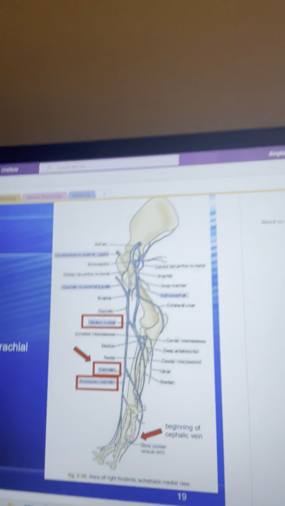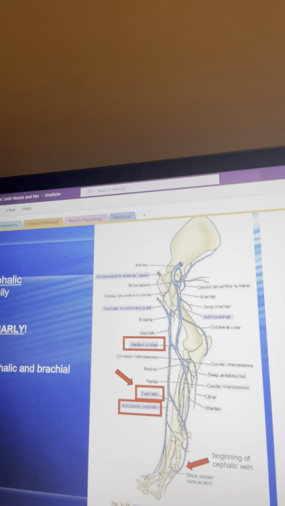The major superficial veins of the thoracic limb run on their own, not with similarly named arteries. So like our cephalic vein, there's not a cephalic artery, if that makes sense. We have to know where the accessory cephalic is, so that begins dorsally. We have to know where the cephalic begins, and that's palmarly. And then we have our median cubital, which connects the cephalic and brachial veins. So here's the ones we need to know.